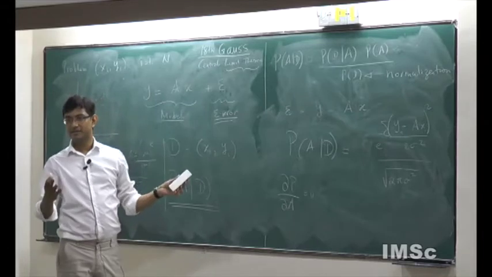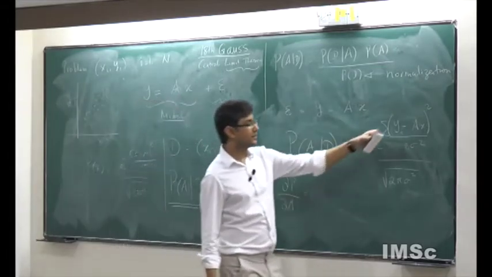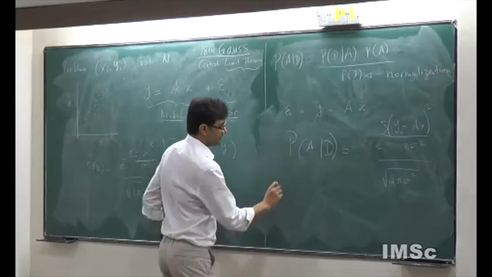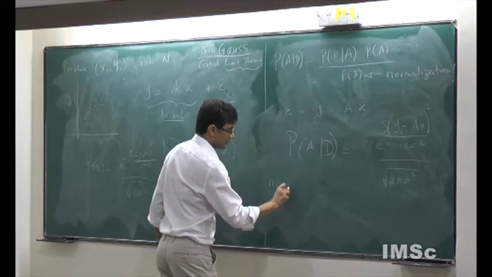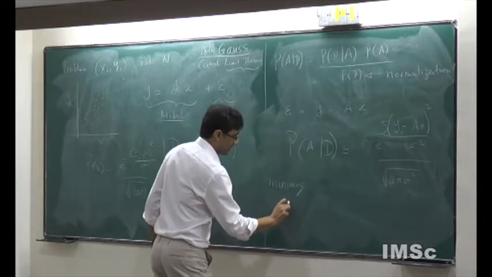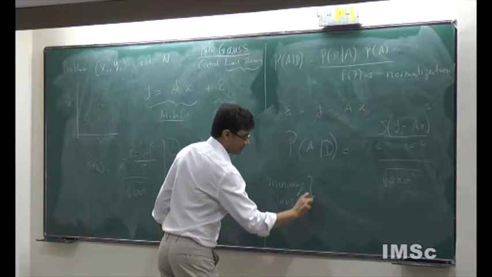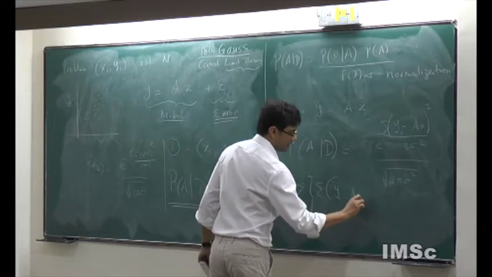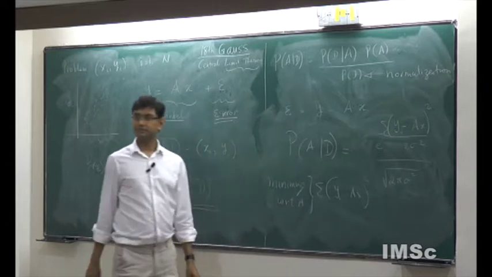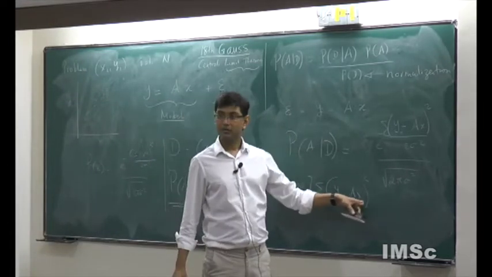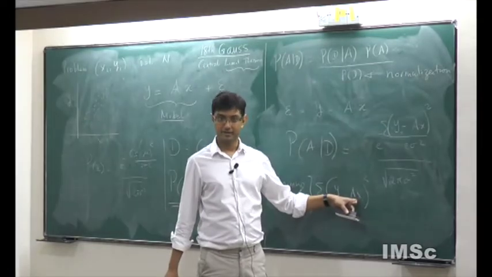So now what is the recipe? The statistical recipe is, take your data sets, plug it in. The statistical recipe is: minimize with respect to A the sum over i of (yi minus A xi) whole squared. Right? This is your statistical recipe. Minimize with respect to A this object, and this will give you a regression, the best regression fit.